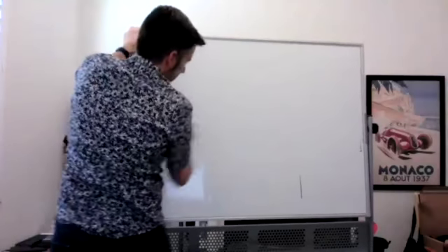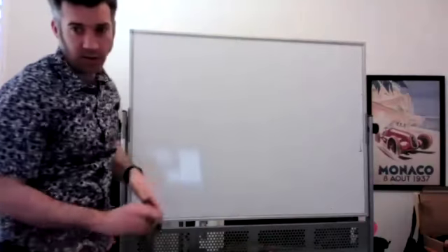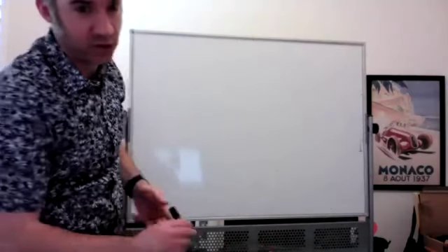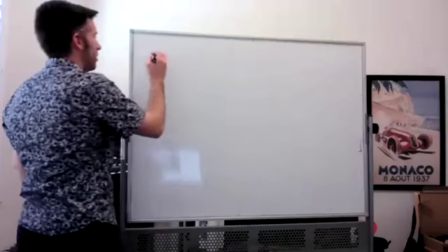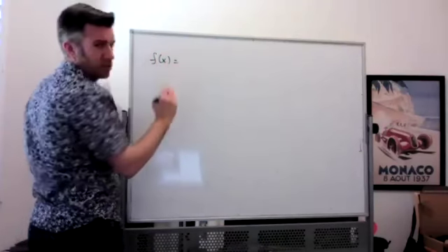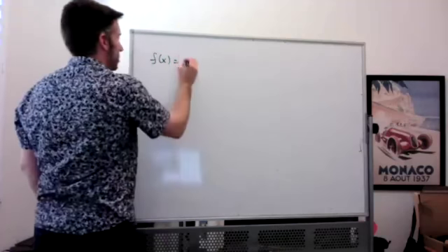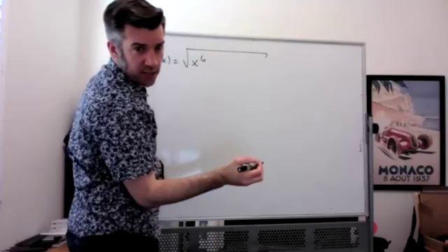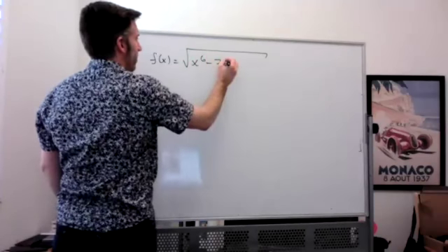Let's look at not problem 4, because that's more graphing, although we will come back to it. Let's look at problem 5, finding the domain of the following functions. So let's look at f of x equal to the square root of x to the 6th minus 7x to the 5th plus 10x to the 4th.